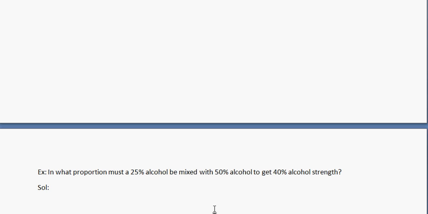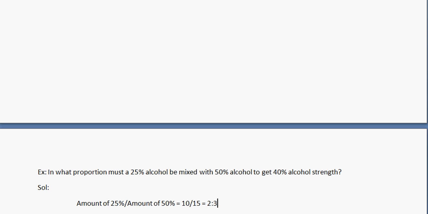So I think you must have solved it. In what proportion is 25% mixed with 50% to get 40%? The mean is 40%. So the amount of 25% divided by the amount of 50% would be mean minus 50%, so 40 minus 50 is 10, divided by mean minus 25%, 40 minus 25, which gives you 15.